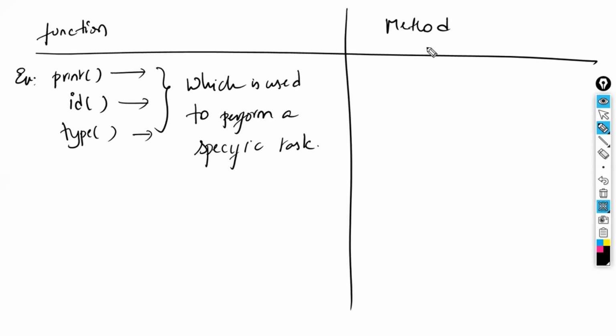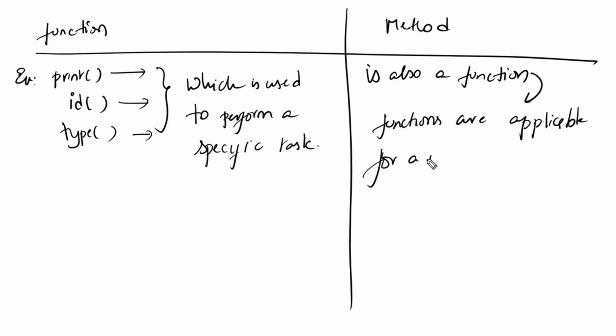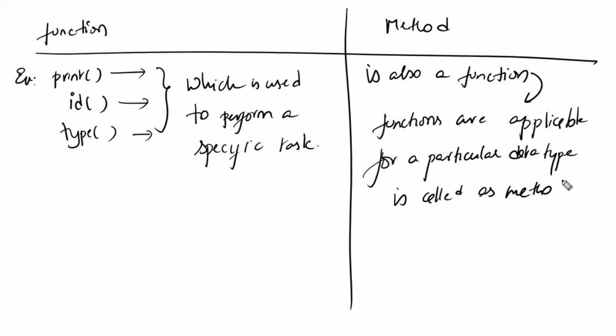Now coming to the method, what is a method? A method is also a function, but functions which are applicable only for a particular data type are called methods. These functions are not universal. They are applicable only for that particular data type and can't be applied to others.